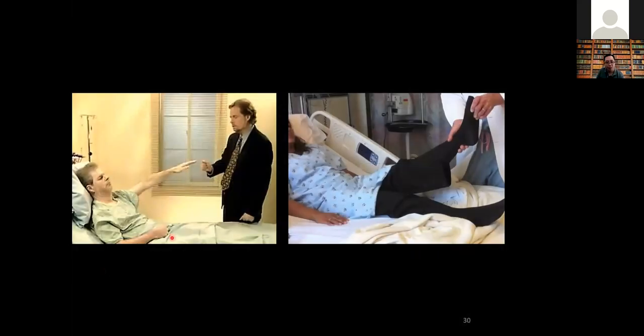Okay, so this is the 45 degrees, and this is the 30 degrees, for the lower limb.